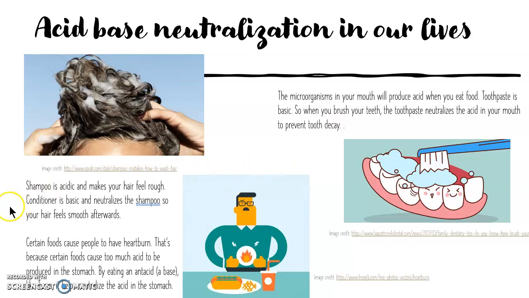Another one is shampoo. Shampoo tends to be acidic. And if you notice, after you wash your hair with shampoo, it tends to be really rough. Afterwards, you rinse, you put on a conditioner that's basic, and that's going to neutralize your acidic shampoo so that your hair feels nice and smooth afterwards.